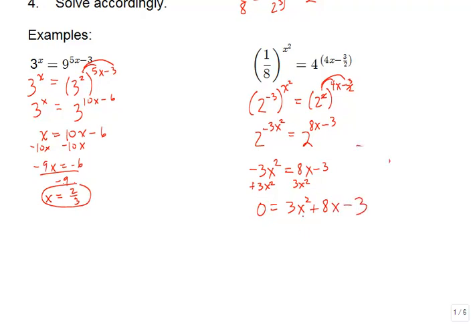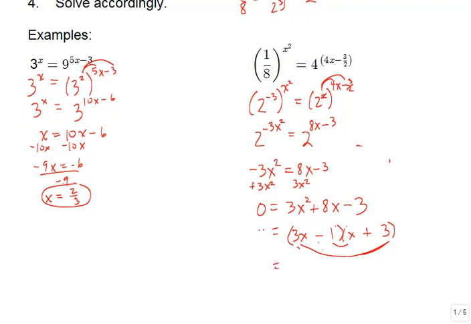Now if we're lucky, this is going to factor, so let's see if we can get it to factor. Two sets of parentheses. If I put a 3x and an x here, and I put a 3 and a 1 here, that'll give me 9 and 1, and that will give me an 8. I want a positive 8, so I'm going to need to make this positive 9 and minus 1, and that will also give me this minus 3 on the end, which I want.